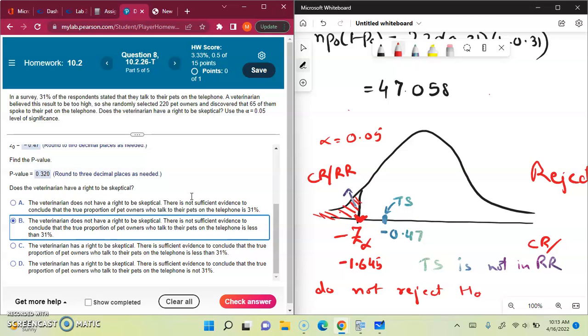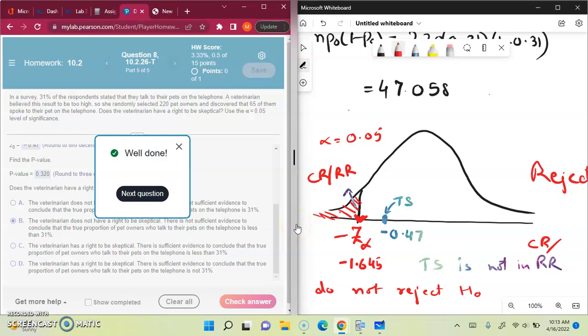So we are saying her claim is not correct because we do not have evidence for H1. So that is your correct option. That was question number 8. I hope that helps.